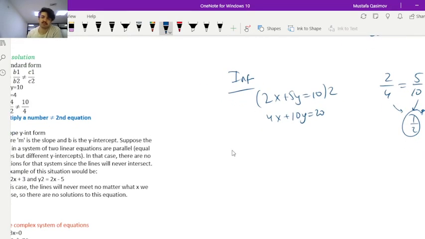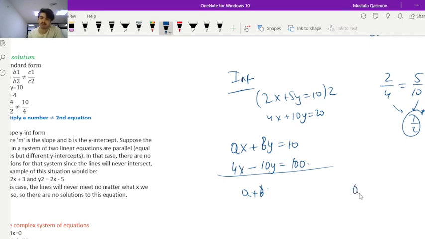For example, you can see this type of question like this: ax plus by is equal to 10. Let's write 4x minus 10y is equal to, let's say, 100. What's the value of a plus b? For finding a plus b, we have to first find a and b. Normally, a over 4 is equal to b over negative 10, and it is equal to 10 over 100. From here we know that it is 1 over 10.